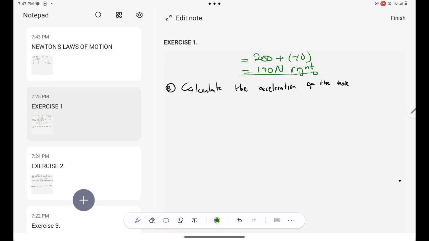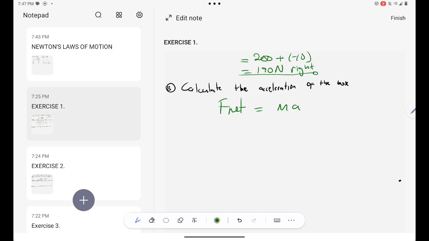Okay, secondly, they want us to calculate the acceleration of the box. Remember that F net is equal to ma. I do have my net resultant force before I even calculate. Since my F net is positive, I'm expecting to find a positive acceleration. Why? Because a body will always accelerate in the direction of the resultant force. If my resultant force is to the right, my acceleration has to be to the right as well.